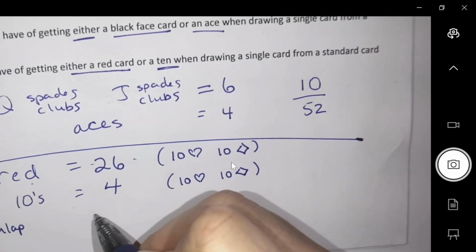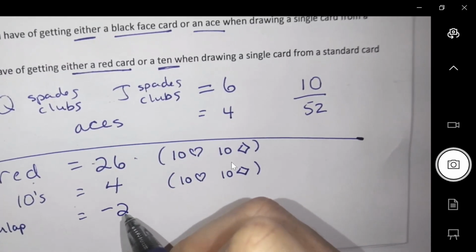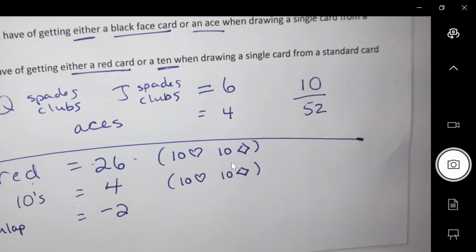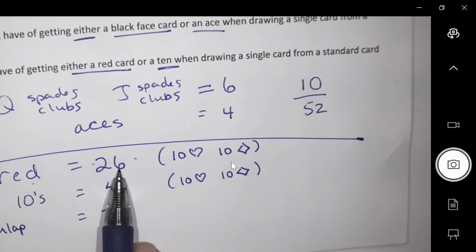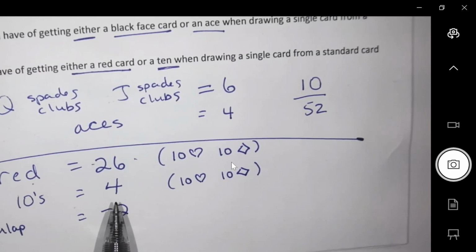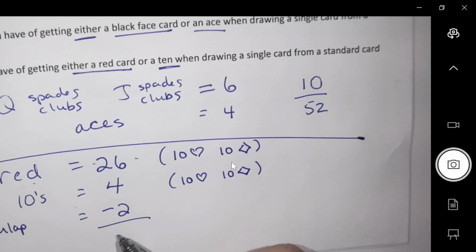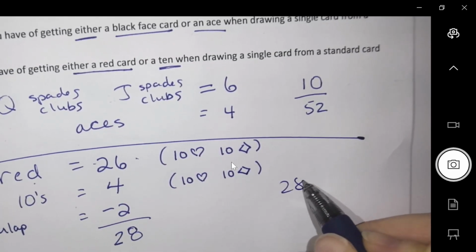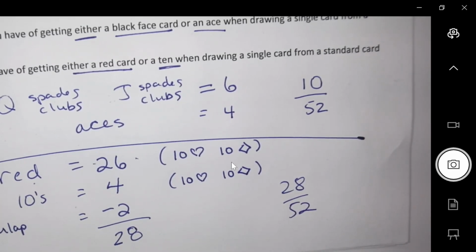So I'm going to subtract 2. Does that make sense? Because I counted it twice. So if I took out all the red cards and then the 10s, I'd actually only have 2 more 10s to take. So that would be 28. There's 28 possibilities out of the 52 cards.